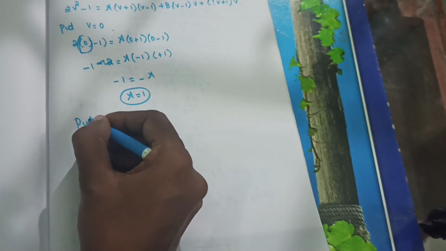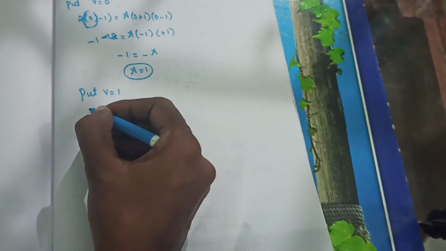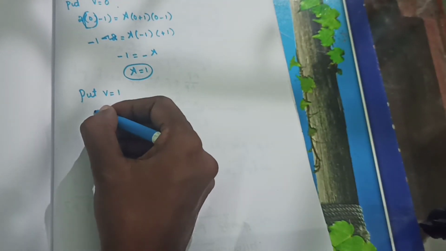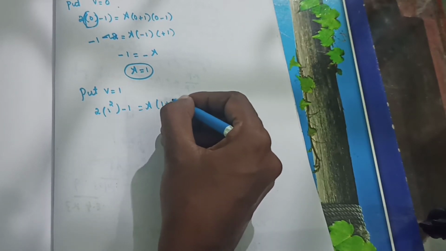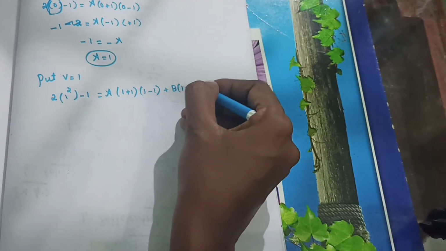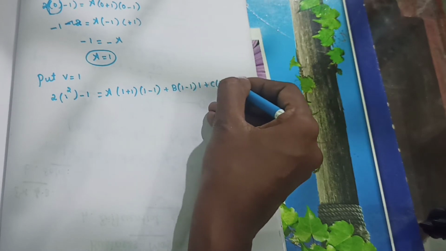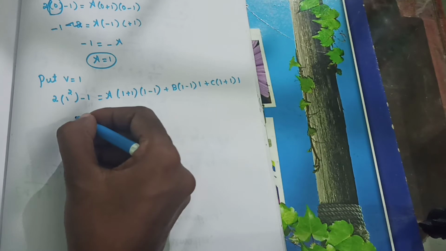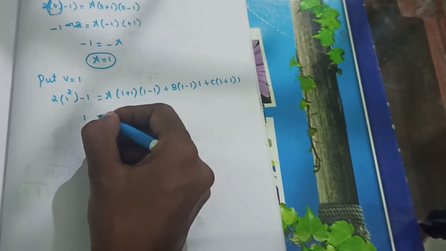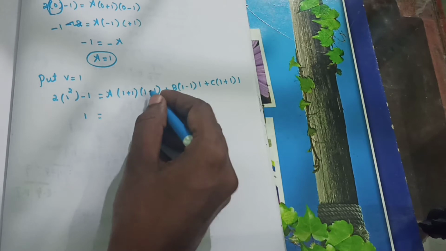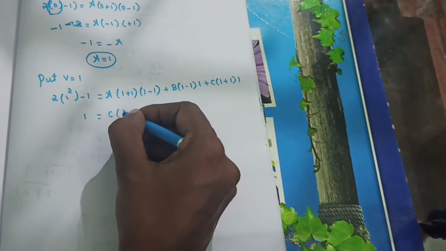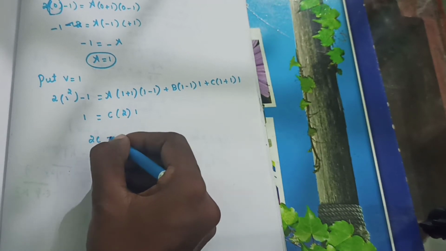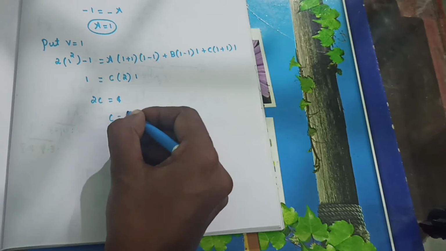Next, put v equal to 1. In the place of v, substitute, as you have already learned in more problems. 2 into 1 square minus 1 is equal to a into (1 plus 1)(1 minus 1), then plus b into (1 minus 1) into 1 plus c into (1 plus 1) into 1. So 2 into 1 is 2, minus 1 is 1, equal to a into this term will be 0, this also will be 0, c you will get. So c into 2 into 1, so 2c equal to 1. So what's the c value? c equal to 1 by 2.